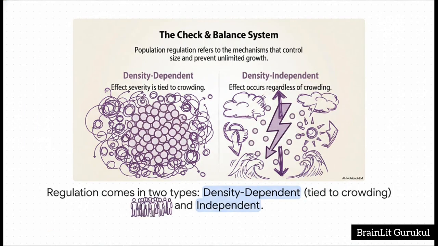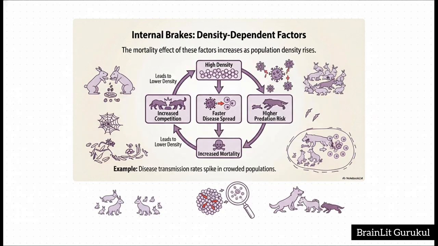So the rules that enforce this carrying capacity, the things that stop a population from growing forever, well, they basically come in two main flavors. You have the ones that care about how crowded it is, and then you have the ones that just don't care at all. Let's start with the ones that care about crowding, the density-dependent factors.